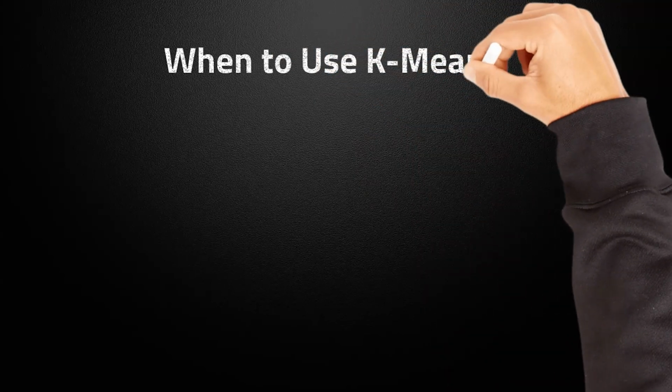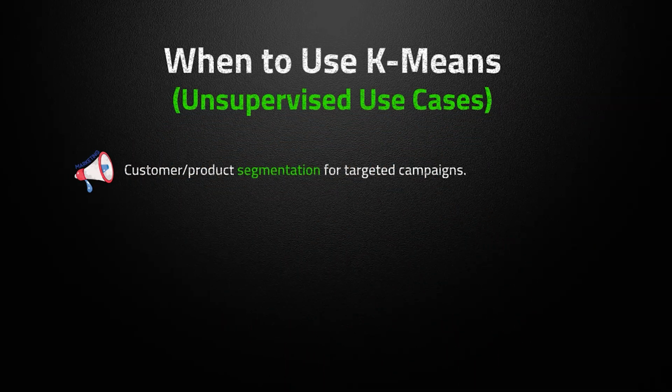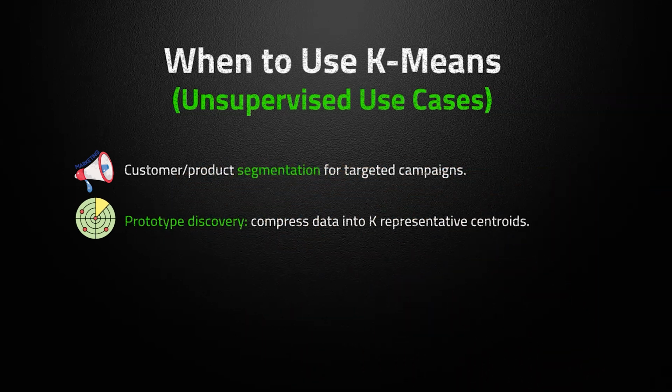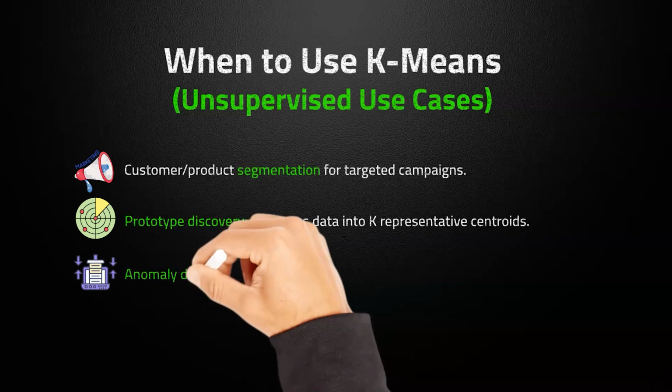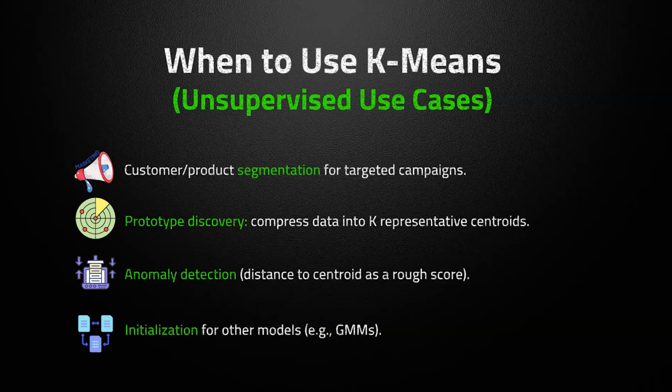You can use the K-means algorithm in several unsupervised use cases. For example, customer or product segmentation for targeted campaigns, or prototype discovery, where you compress the data into k representative centroids, or anomaly detection, where essentially the distance to the centroid is a rough score. So if the score is really high, then it's probably an anomaly. Or initialization of other more complex models like Gaussian mixture models.